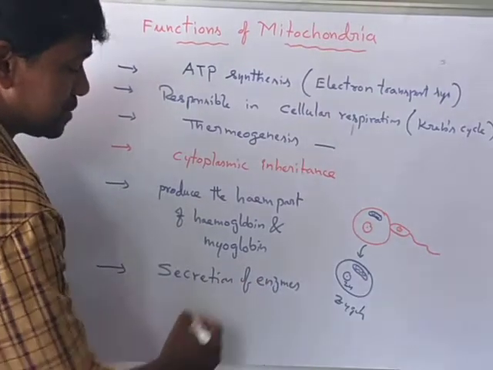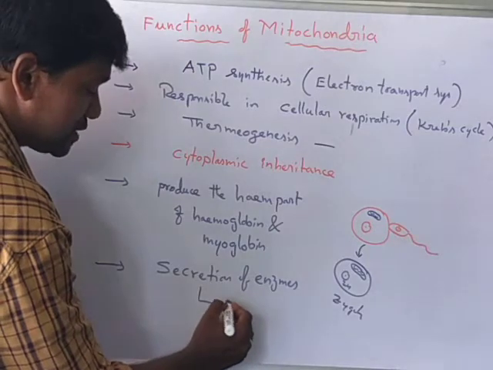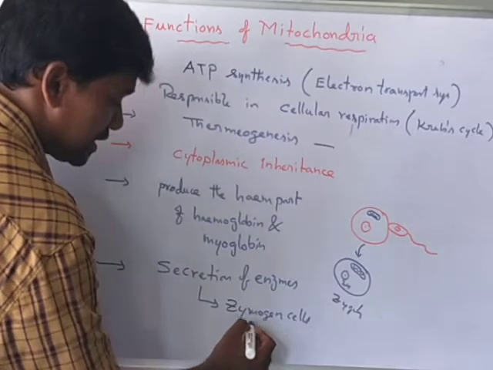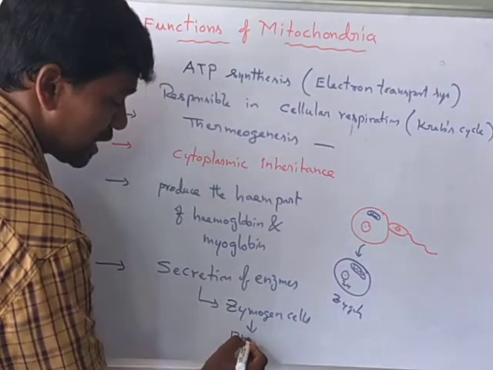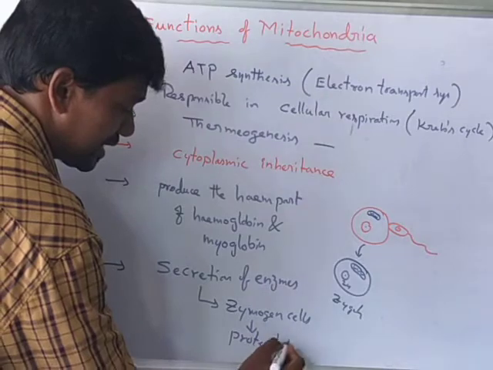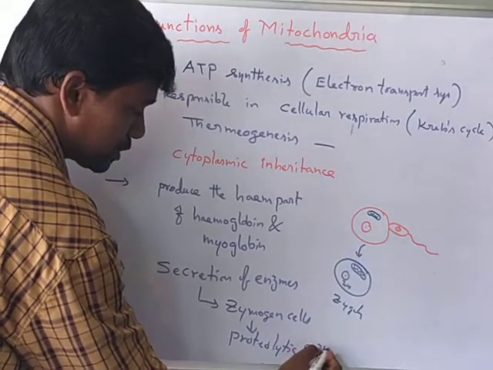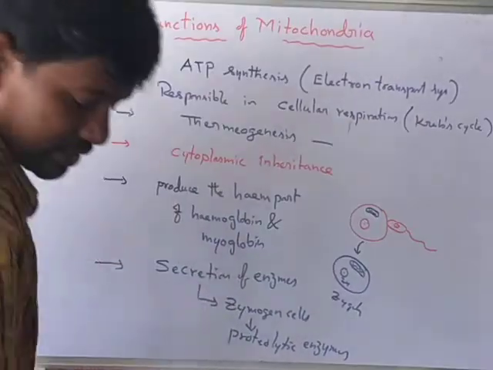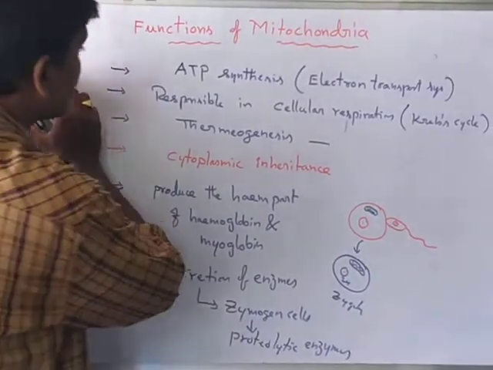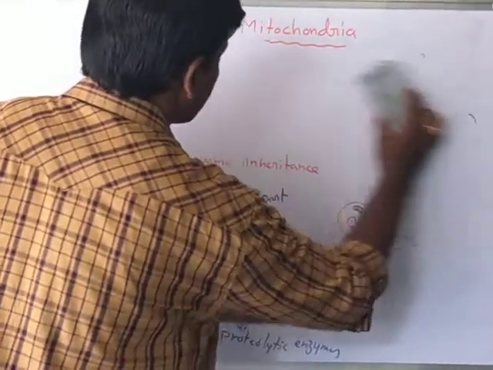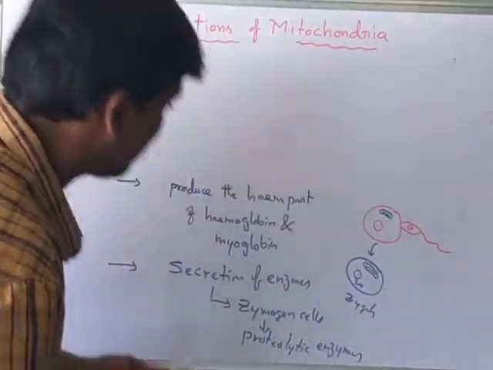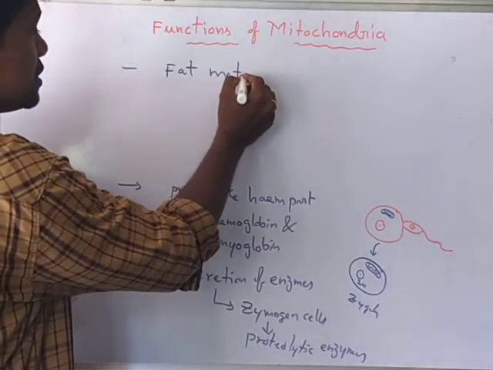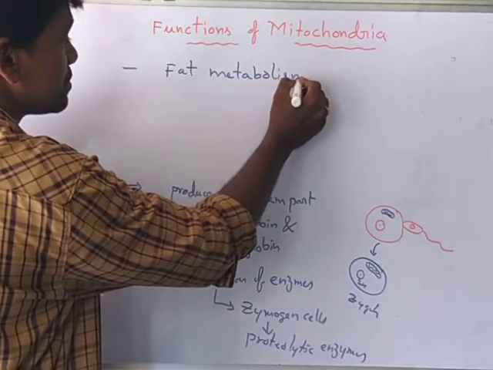So secretion of enzymes. That means here the zymogen cells are present. Zymogen cells secrete proteolytic enzymes. Okay, right. And there is another function: it helps in fat metabolism. It helps in fat metabolism.